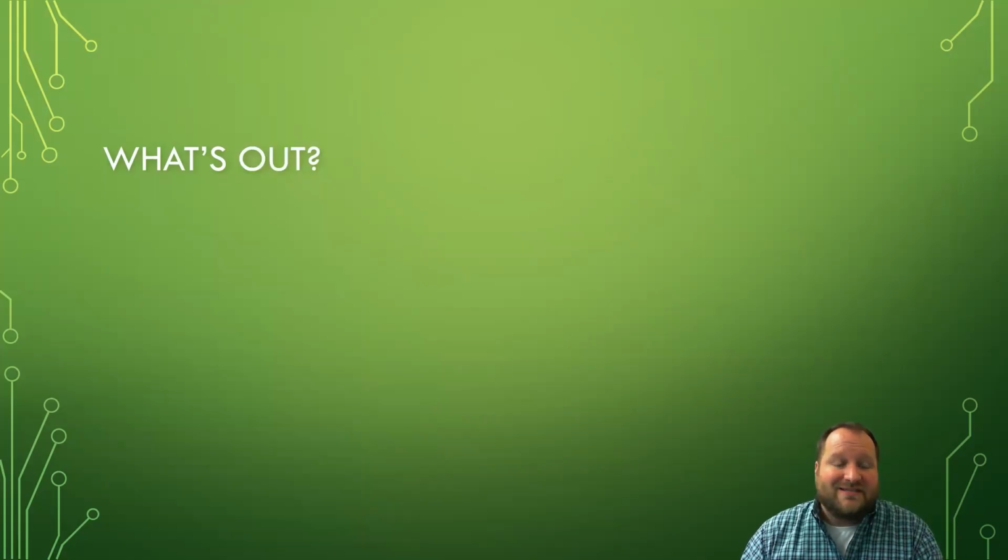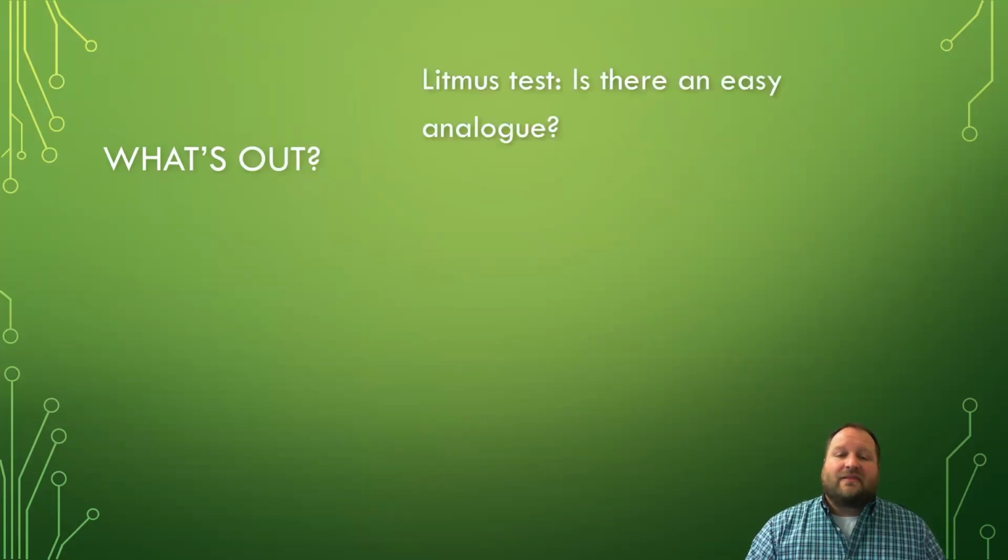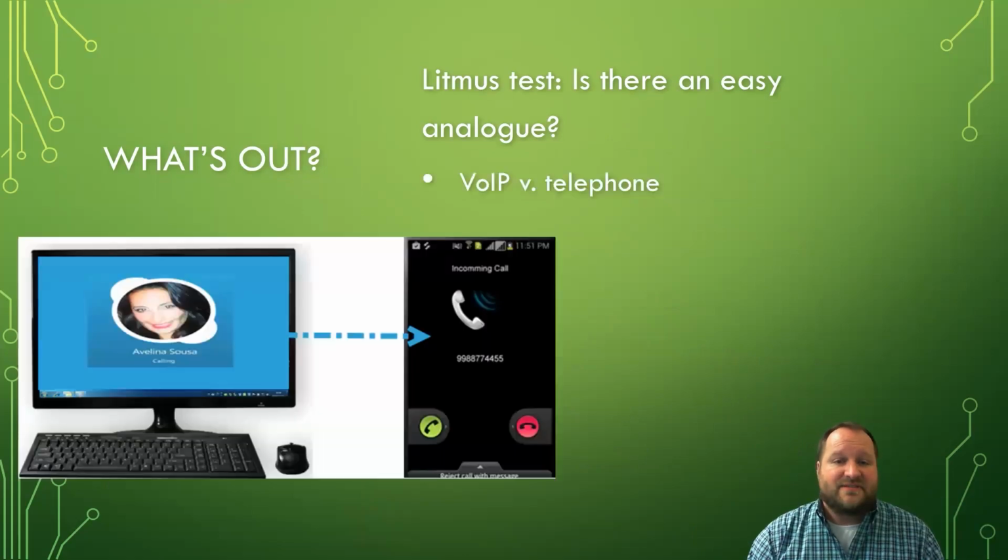What's out then? What's not included in all this? So my litmus test is always this: is there an easy offline analog? Is there some sort of non-digital component that we could swap in and ask and answer the same questions that we're posing? And if so, maybe this isn't a study of CMC.